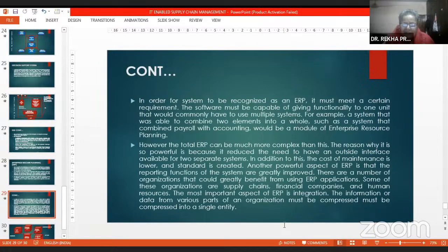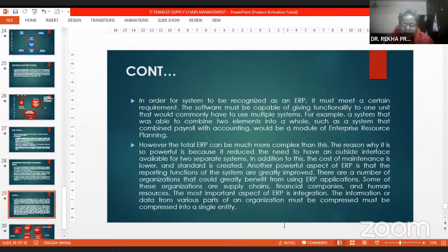However, the total ERP can be much more complex than this. The reason why it is so powerful is because it reduces the need to have an outside interface available for two separate systems. In addition to this, the cost of maintenance is lower and standards are created. Another powerful aspect of ERP is that the reporting functions of the system are greatly improved. There are a number of organizations that could greatly benefit from using ERP applications. Some of these organizations are supply chain, financial companies, and human resources.